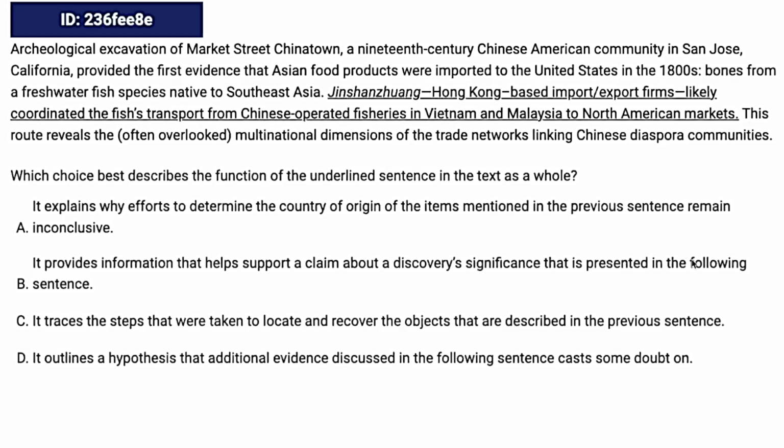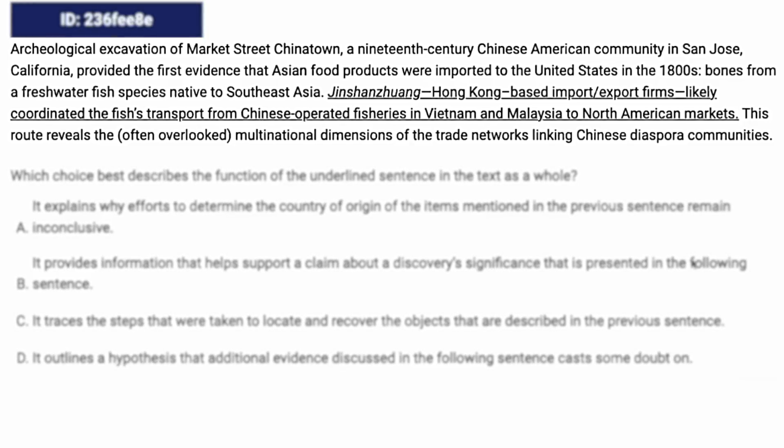Archaeological excavation of Market Street, Chinatown, a 19th century Chinese American community in San Jose, California, provided the first evidence that Asian food products were imported to the United States in the 1800s. Bones from a freshwater fish species native to South Asia. Okay, then we have a word I can't say, Hong Kong-based import-export firms likely coordinated the fish's transport from Chinese-operated fisheries in Vietnam and Malaysia to North American markets.